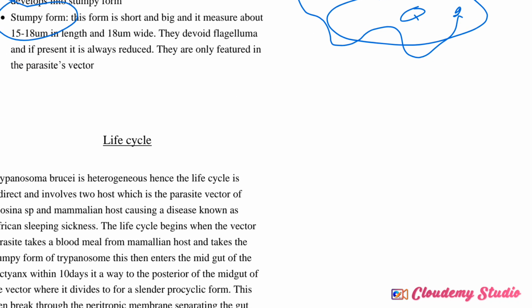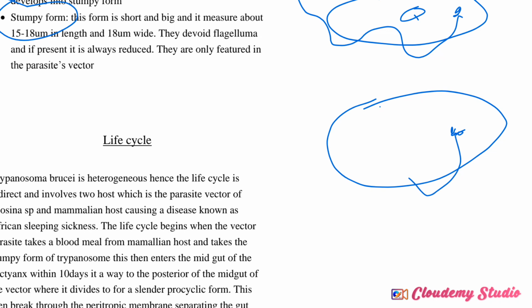So it can come in different morphology. It is short but big. It has a kinetosome. It is always devoid of flagella, but if it has a flagellum, it is always reduced. It also has a central nucleus. So these are how they look like.